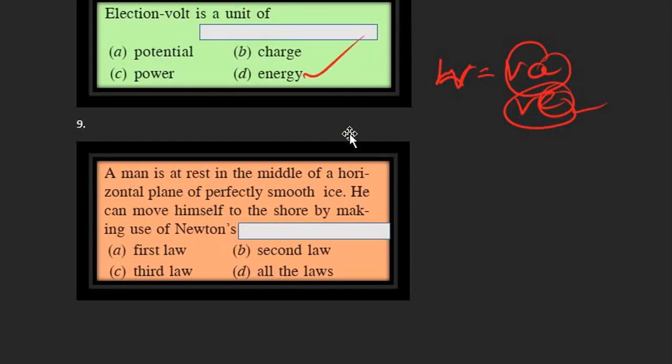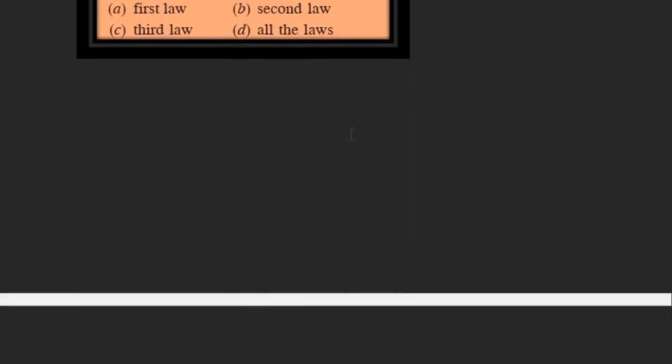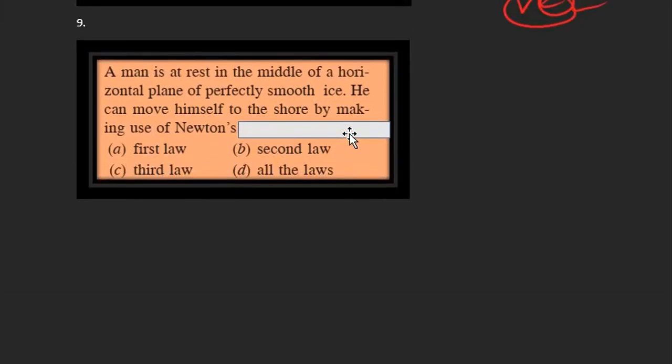9th, read the question. A man is at rest in the middle of a horizontal plane of perfectly smooth ice. He can move himself to the shore by making use of Newton's first, second, third, and all the laws. Think of it. Think whether he can move or not. So how would he make it to the other end? Yes, it's the answer. It has to be, yeah, third law.